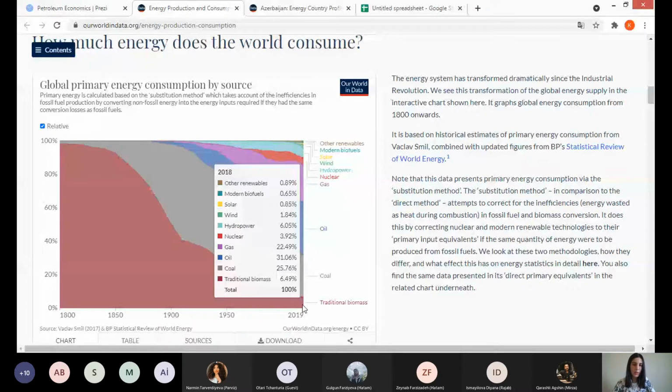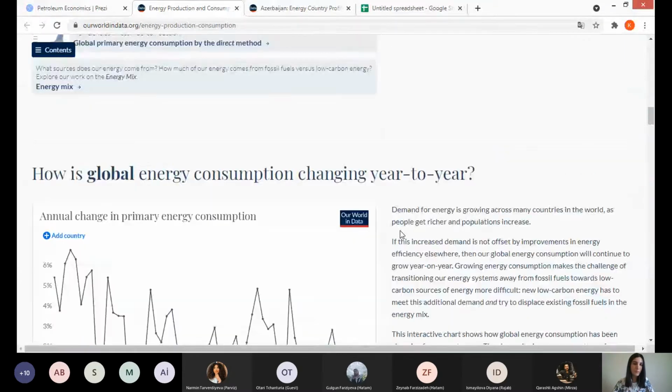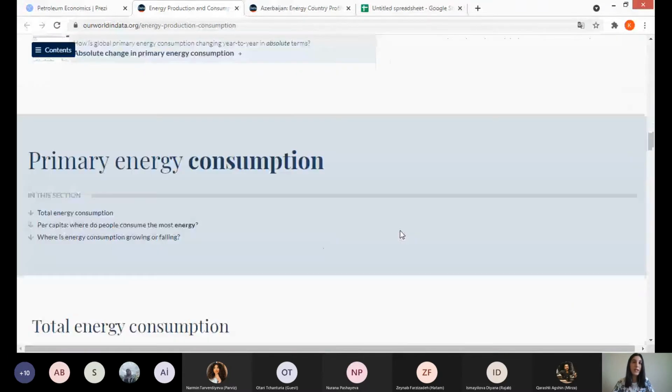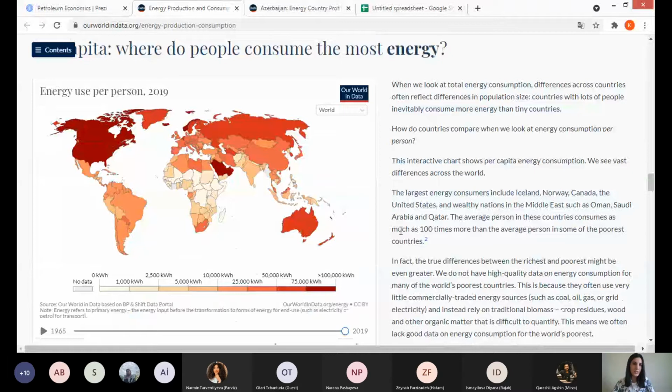I like this one. This is a map. Where do you consume the most energy? If you look at this graph, of course, dark red means there's the most energy consumption. So here we can see United States, Canada, Saudi Arabia, and some neighboring countries consume the most energy.